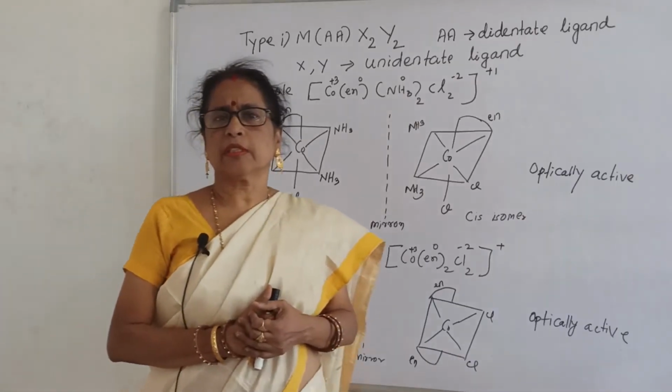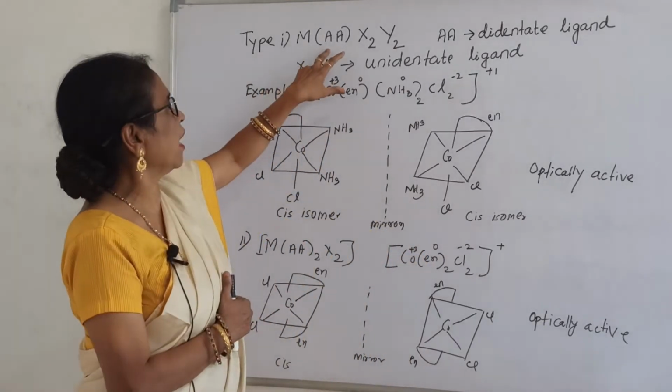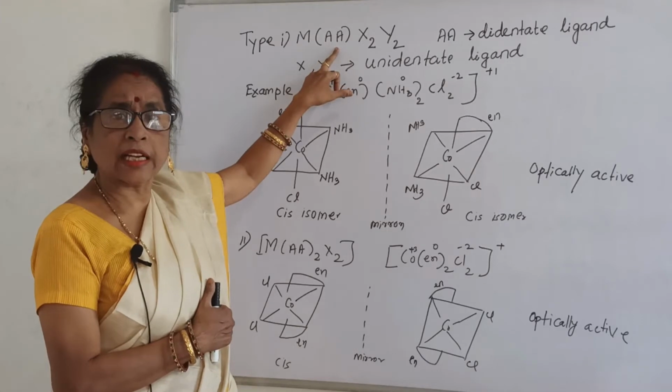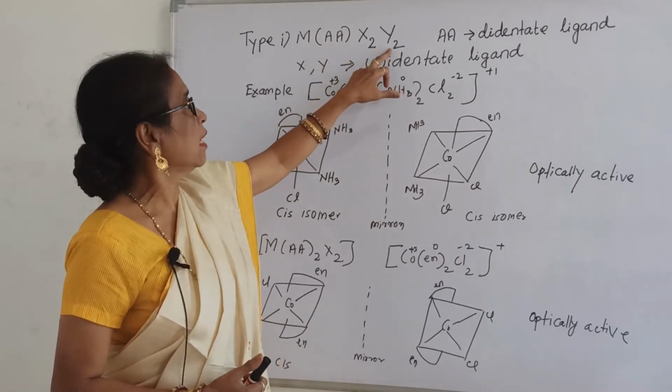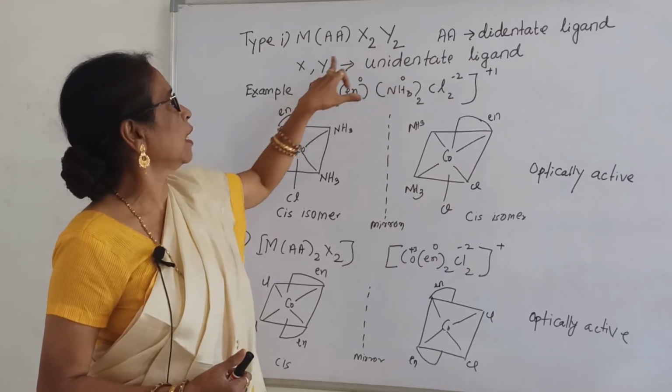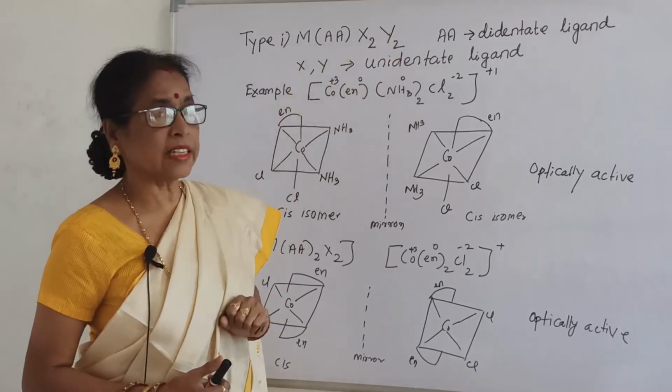Optical isomers, these examples exist. Here M(AA) means a didentate ligand, of the type MX2Y2, where X and Y are unidentate ligands and AA is a didentate ligand.